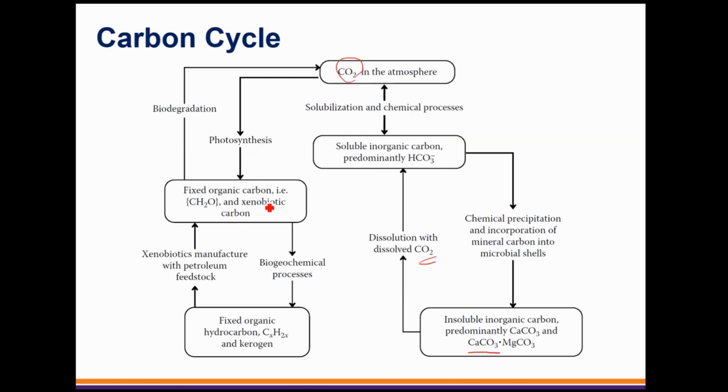And then the fixed organic carbon can undergo biogeochemical processes such as decomposition to produce fixed organic hydrocarbon. And then from the fixed organic hydrocarbon, this can be extracted as petroleum feedstock. From here, it can also undergo combustion to produce carbon dioxide. And then the fixed organic carbon can undergo biodegradation by suitable microorganisms to release also carbon dioxide into the atmosphere. So this is just a summary of the important chemical species of carbon in our ecosystem.